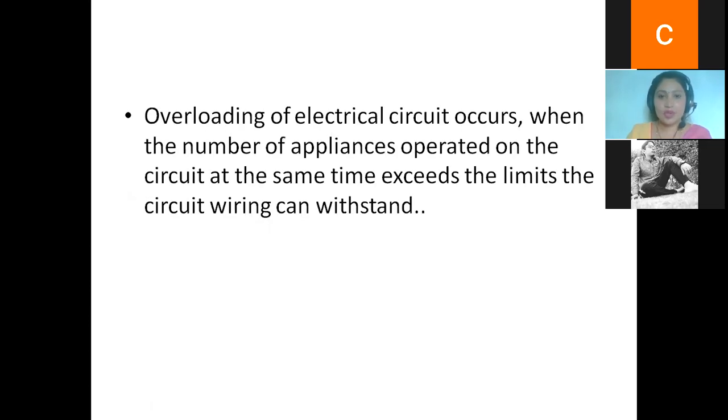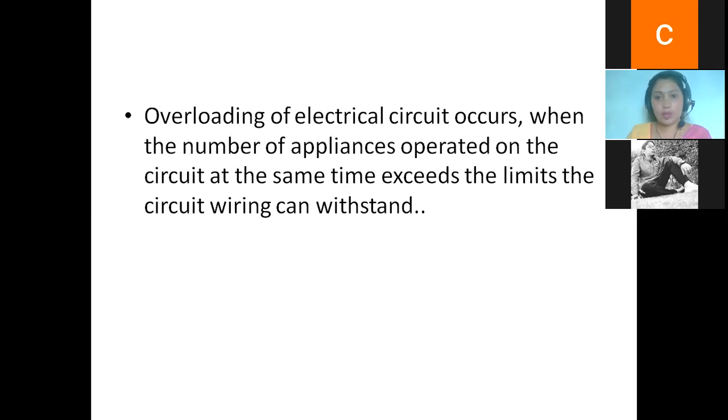Now you know what is overloading from the previous session. So overloading of electric circuit occurs when the number of appliances operated on the circuit at the same time exceeds the limit the circuit wiring can withstand. So if you connect a lot of appliances to the same socket, to the same circuit, the circuit cannot stand. So such condition is called overloading.